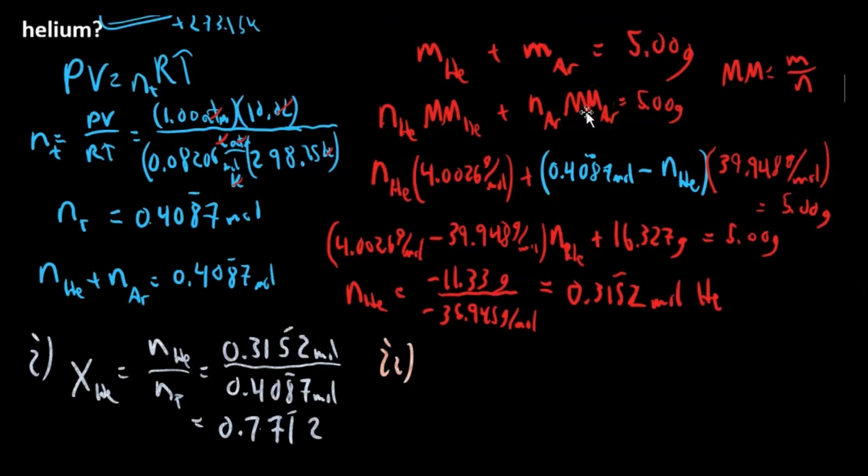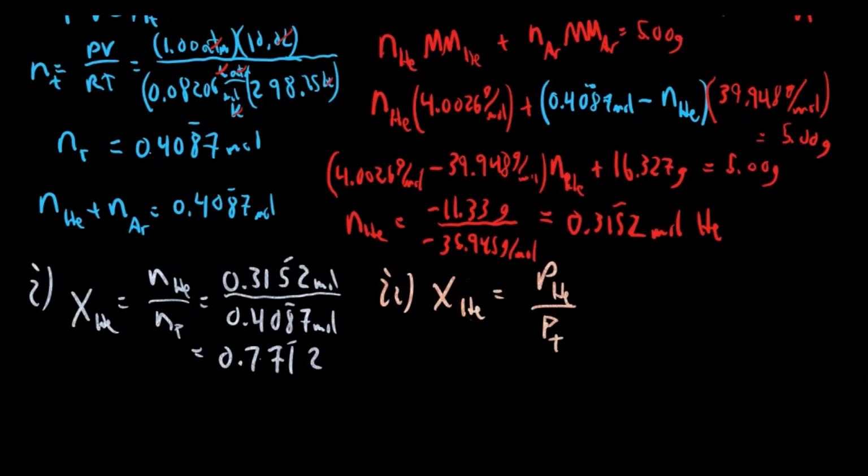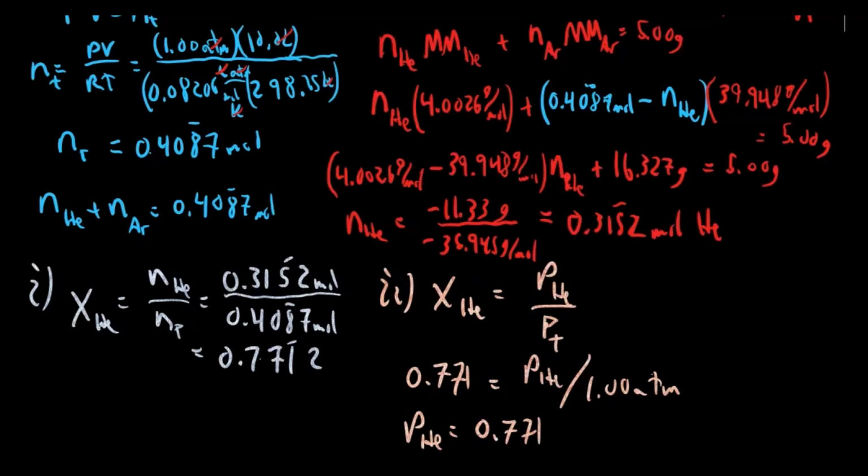And the partial pressure, for an ideal gas, the mole fraction is also equal to the partial pressure over the total pressure. We could write X of helium is also equal to the partial pressure of helium over the total pressure. Well, we know what the total pressure is. It's just 1.00 atm. So if we plug this in, the mole fraction is 0.771, and the partial pressure is what we want. The total pressure is 1.00 atm. So it's literally just this times 1. So the partial pressure of helium is 0.771 atm.